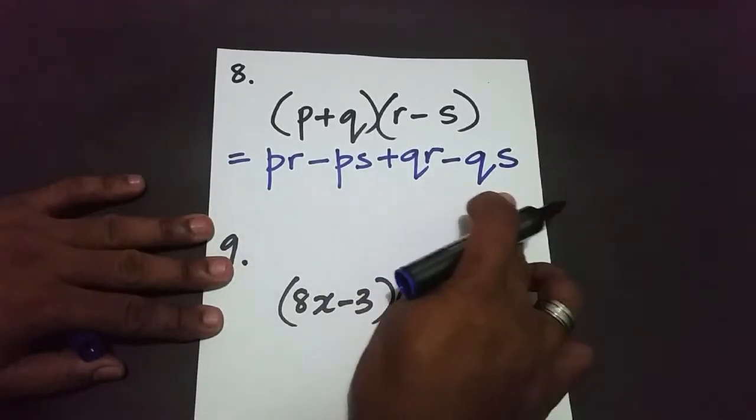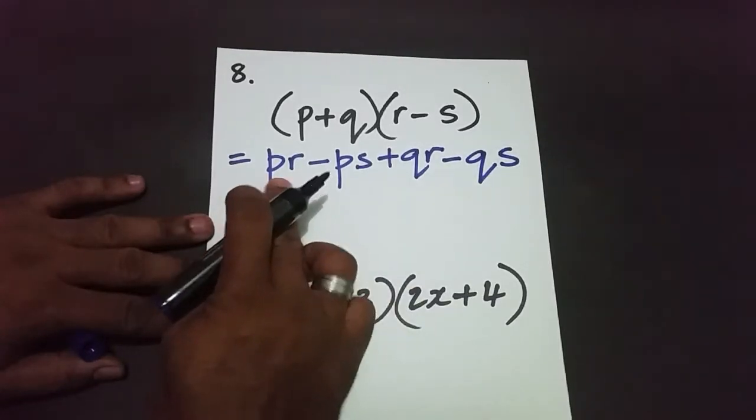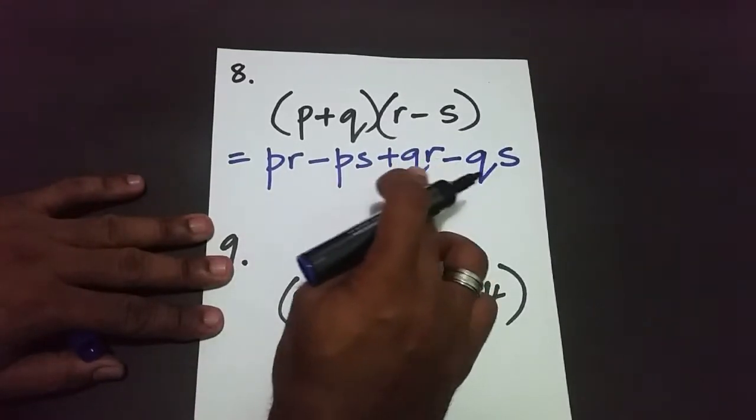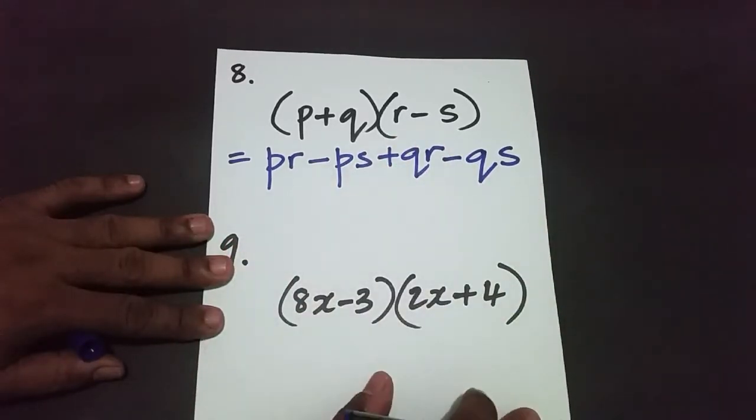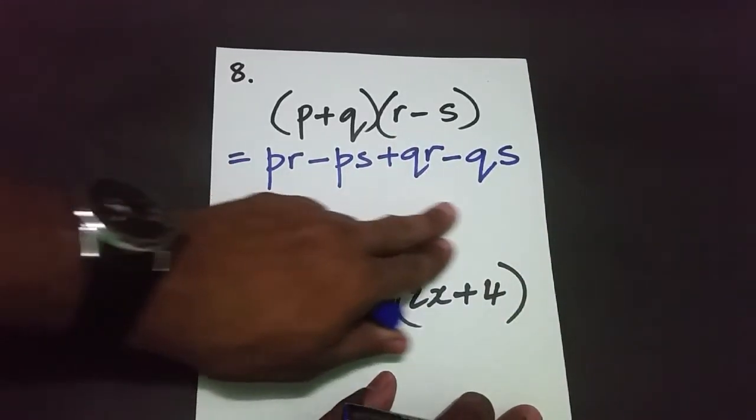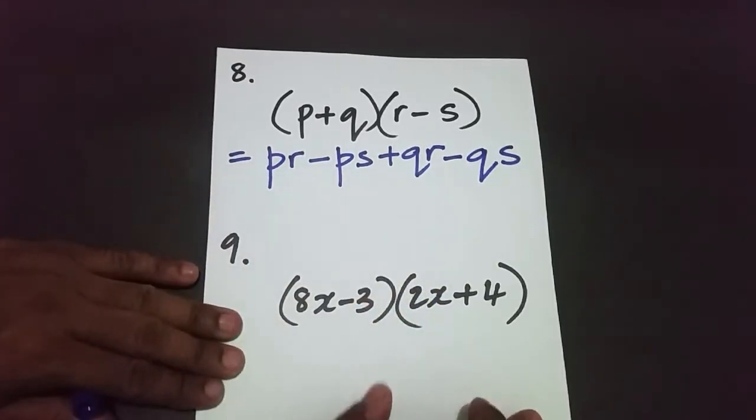Now, if you look closely, you'd realize that there are no like terms present. This is pr, we have a negative ps, this is positive qr, and this is negative qs. So there are no terms that are similar, which means we cannot simplify this, and it has to stay as is, which means that we're finished with the problem.